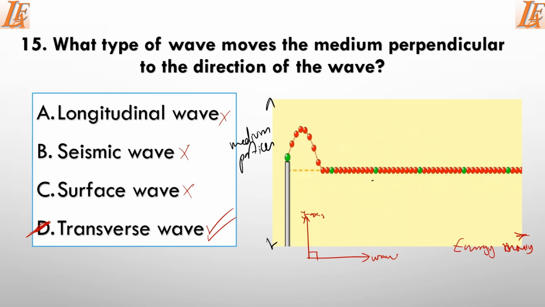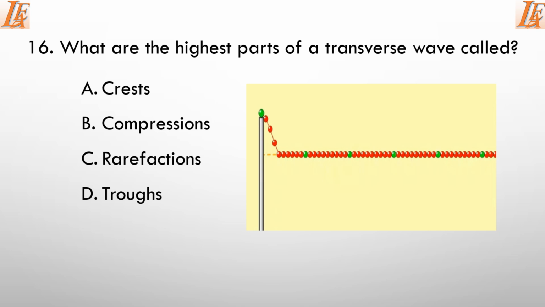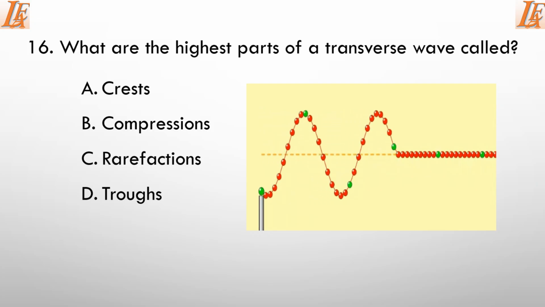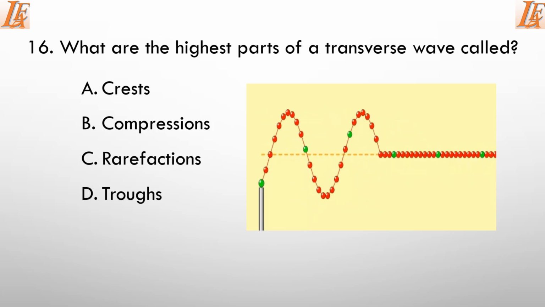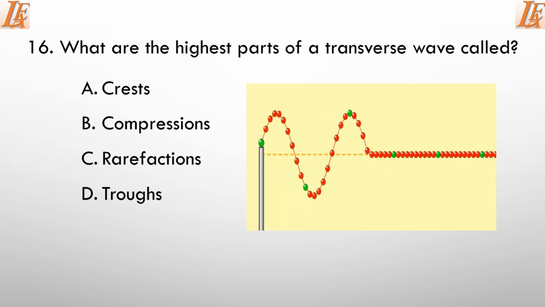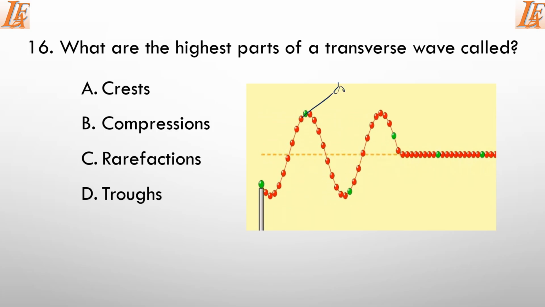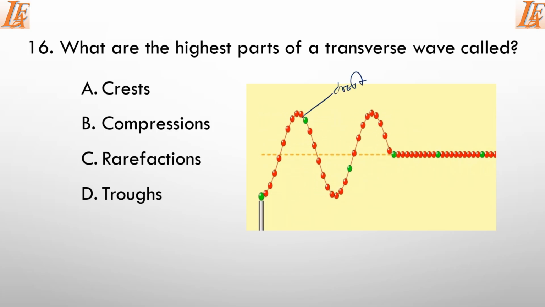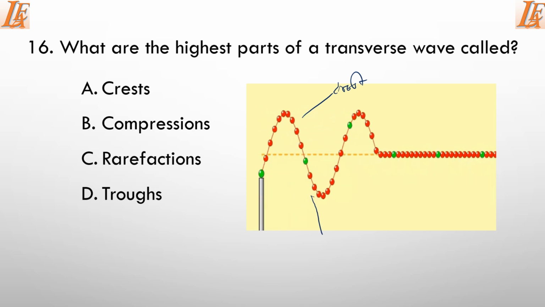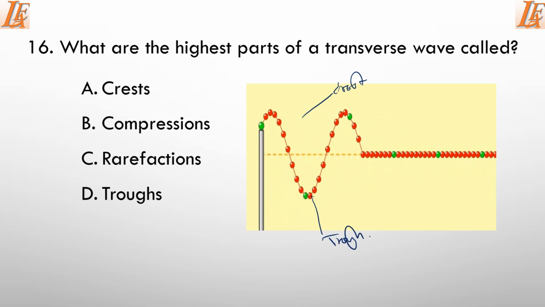Question 16. What are the highest part of a transverse wave called? Now, before we look at what they are called or the options given, I want us to look at a good example of a transverse wave that we have here. So in this case, when this transverse wave is moving, it's forming highest point, and also it's forming the lowest point. Like in this case, the highest point of this transverse wave is here, and we call it a crest. And then the lowest point of this wave down here, we call it a trough.